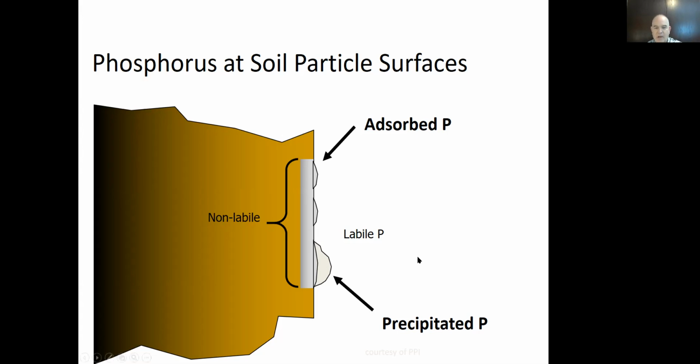We call that labile P. So we get adsorbed P and precipitated P that are on those surfaces. And then we have phosphorus that's actually in solution. And now that's what the plant's going to take up, and it's got to be like that.